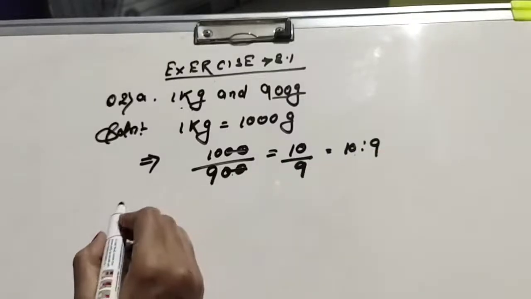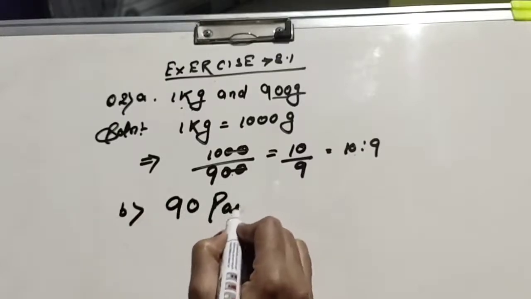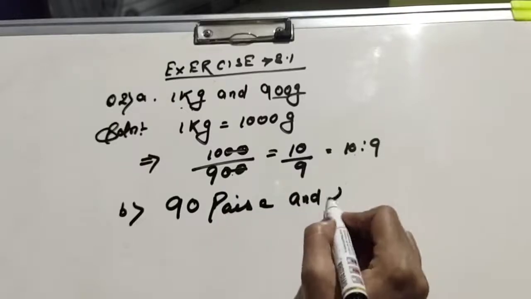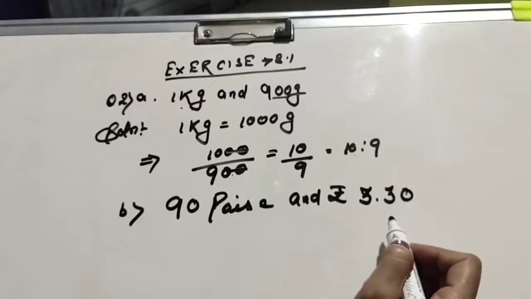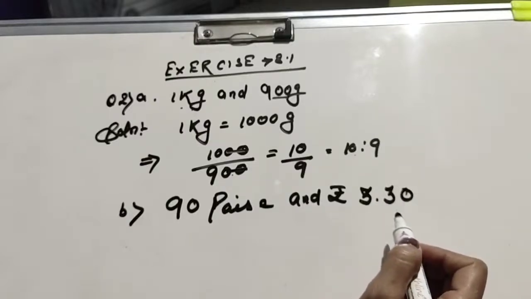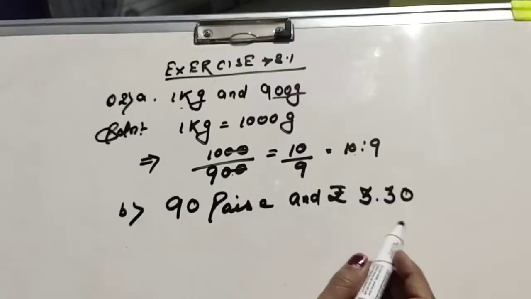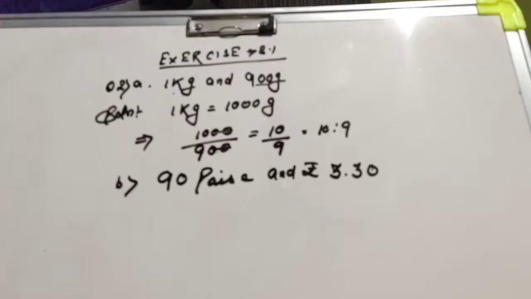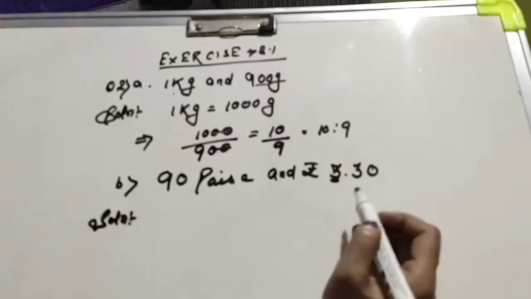One more question I have to solve. Question number B: 90 paise and 3 rupees 30 paise. It depends on you, either change paise into rupees or rupees into paise. I think we just change rupees into paise.